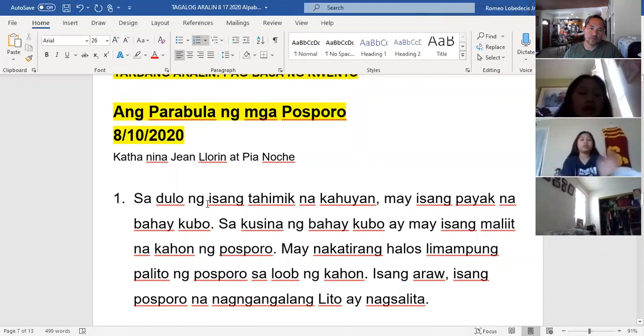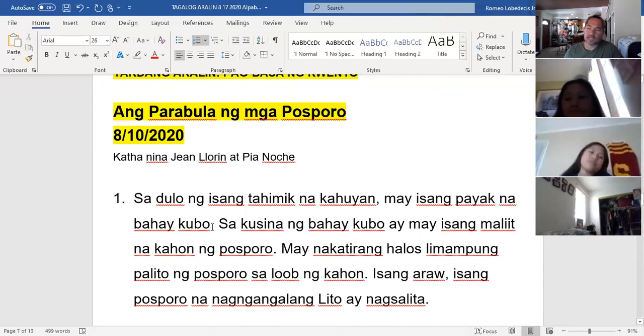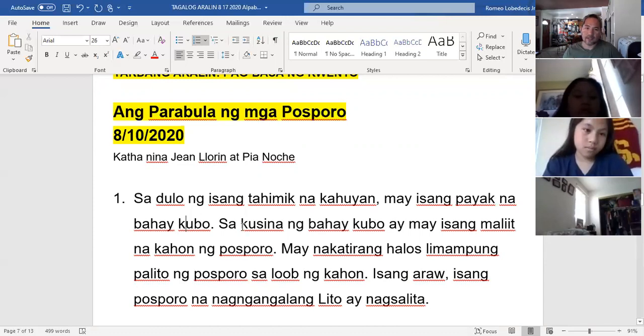Sa dulo ng isang tahimik na kahuyan, may isang payak na bahay kubo. Okay good, continue. Sa kusina ng bahay kubo ay may isang maliit na kahon.